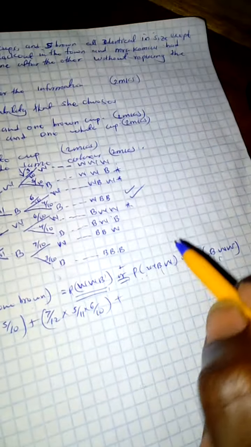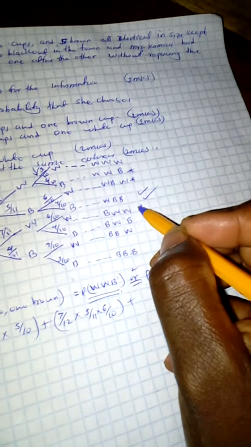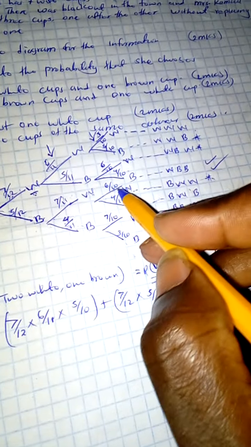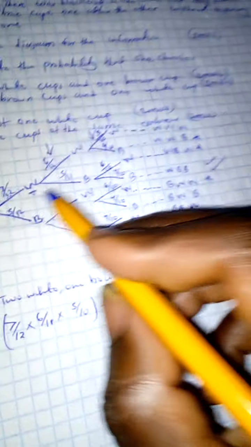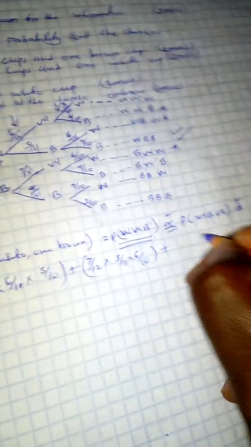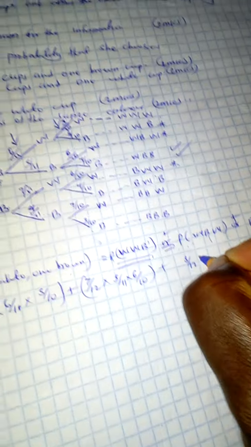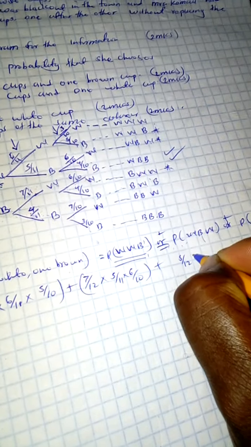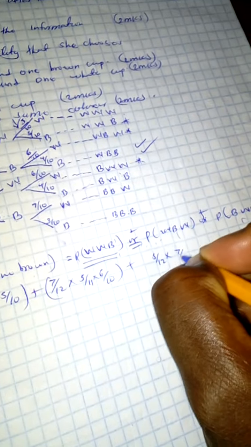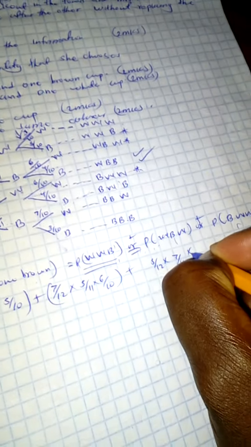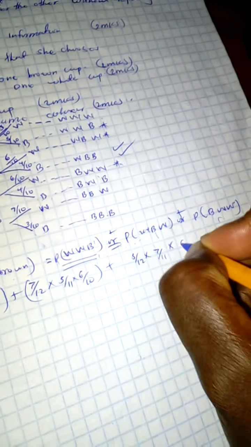You add again, you follow another route, you see this route here, you follow it from this point as you come at this point. That is 5 over 12 times 7 over 11 times 6 over 10.